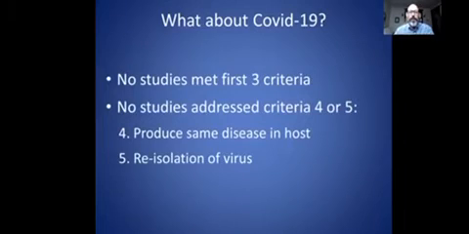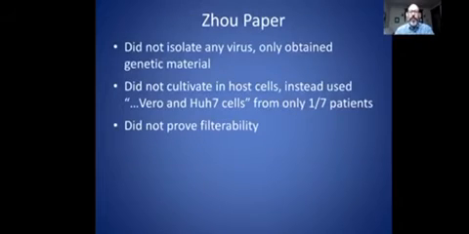So out of what I found is that none of the studies met the first 3 criteria. No studies tried to address criterion 4 or 5, which is inoculating the isolated particle into a healthy host and causing the disease, or re-isolating it from that person. So this was just not done at all, not attempted. So if criterion 4 and 5 were never attempted, you can already just from that conclude that it has not been proven, to be fairly confident even, that this is a cause of any illness. But let's look a little bit closer.